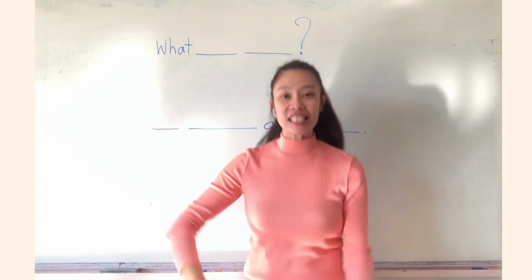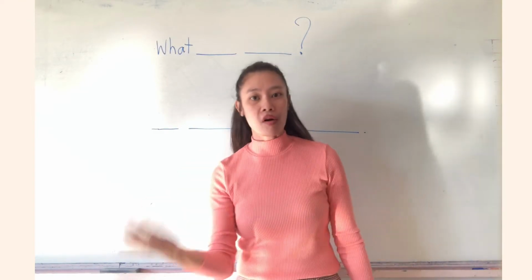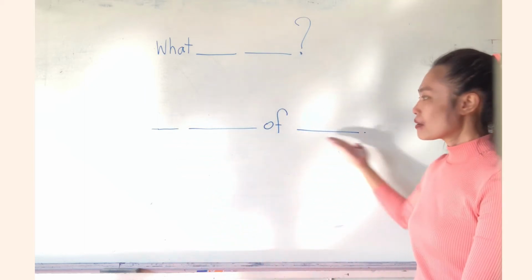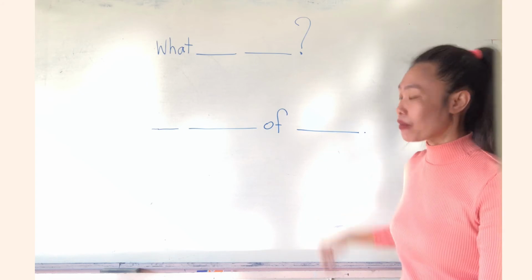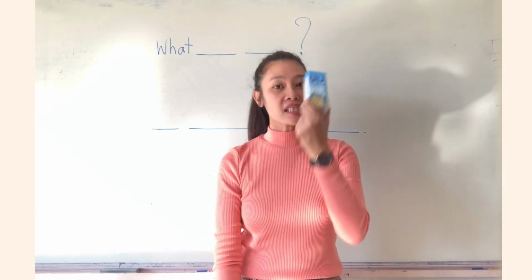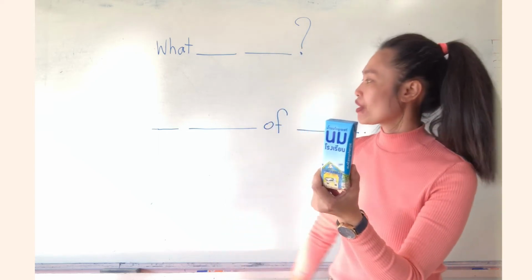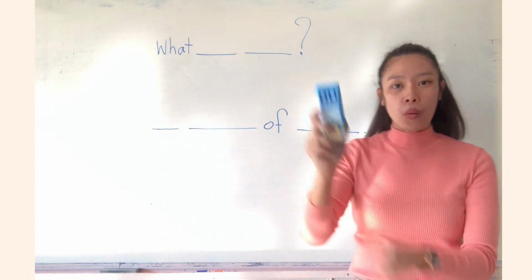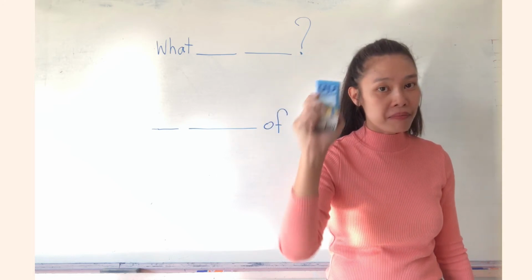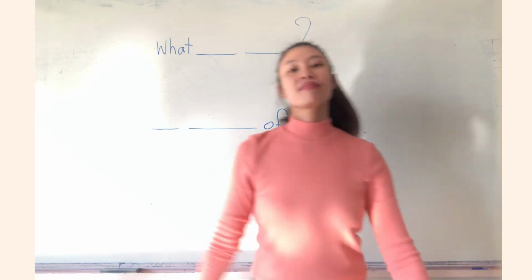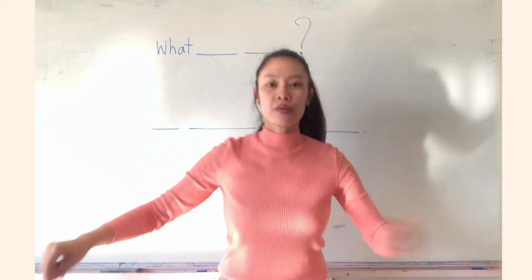Alright, so now let's talk. I'm going to ask you, what is this or what are these? And you tell me the correct phrase to say it. For example, what is this? 1 box of milk. All right? Now let's do it. All right. 1, 2, 3, go.